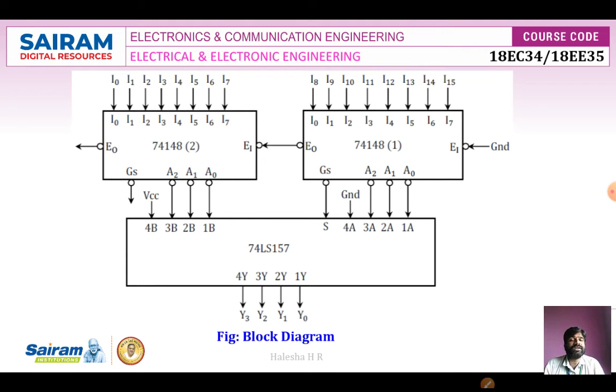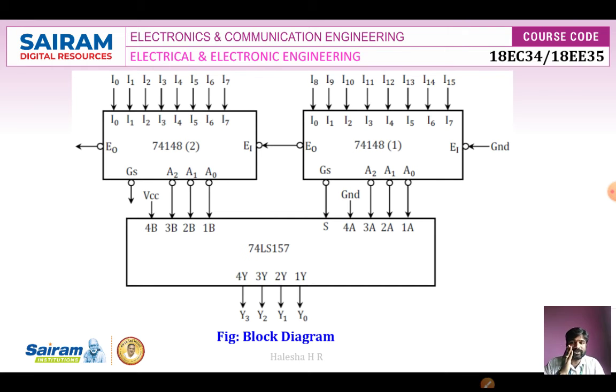So if none among these inputs is selected, the enable output becomes 0. That goes to the enable input of the left one, and it makes the left one enabled. Similarly, the enable output of the left one is connected to the next stage.